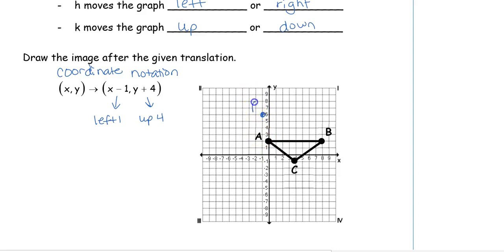So it's no longer going to be A, but it's going to be A prime. That's representing the image of that given point. And I'm going to do that with every single one of my points. So from B, I go left 1, up 1, 2, 3, 4. This is the image of B. From C, left 1, up 1, 2, 3, 4. Connect my points, and now there is my new image under the translation, left 1, up 4. We're going to move every single point in the exact same manner as we did the last one.